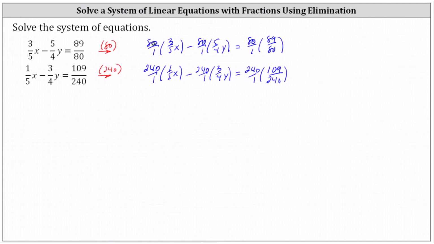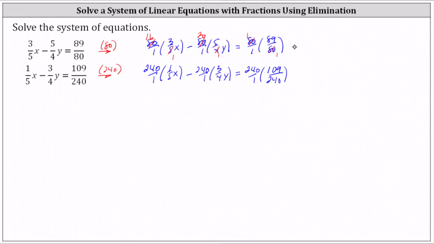And now we simplify before multiplying. Going back to the first equation, 80 divided by 5 simplifies to 16. We can also think of 80 and 5 share a common factor of 5. There is 1 5 in 5 and 16 5s in 80. For the second product, 80 divided by 4 is equal to 20. So again, 80 and 4 share a common factor of 4. There is 1 4 in 4, and there are 20 4s in 80. On the right side, 80 divided by 80 simplifies to 1.